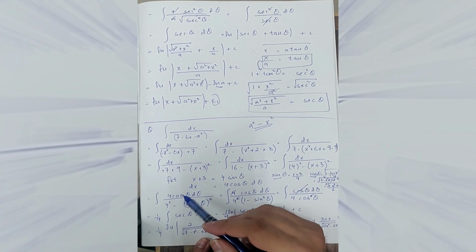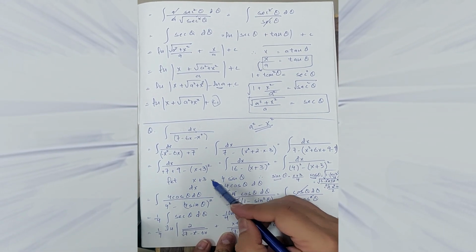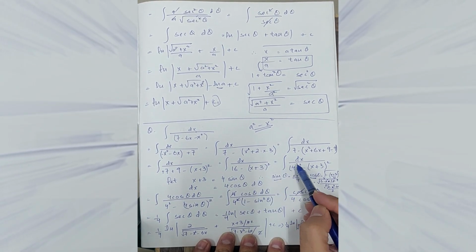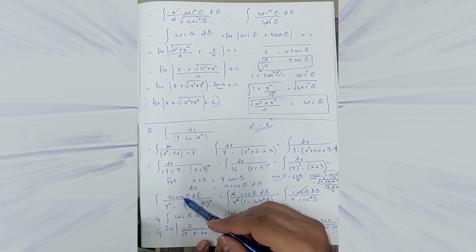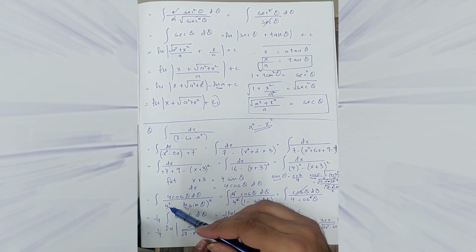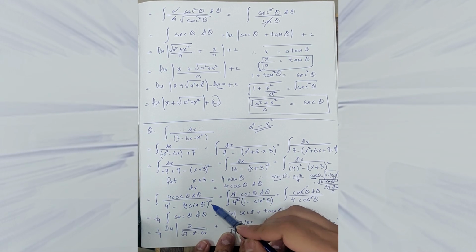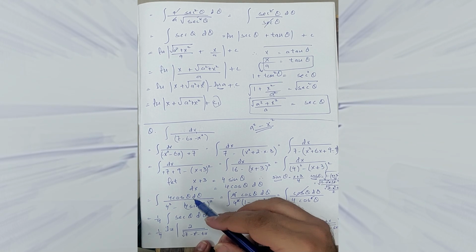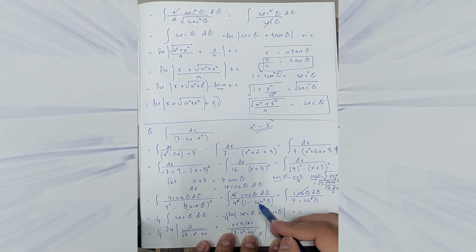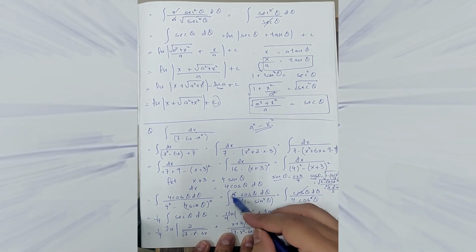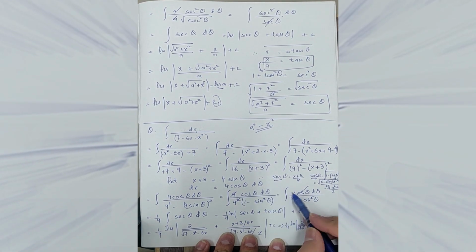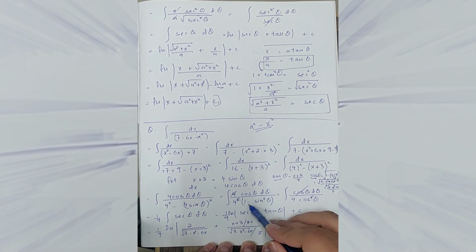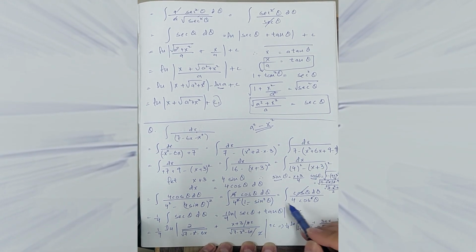Okay, now what we do here, we put the values of x plus 3 and dx in this expression. So it becomes 4 cos theta d theta divided by 4 square minus 4 sine square theta. So this 4 square will be taken common, and it becomes 1 minus sine square theta. This square will cancel this 4 out, leaving us with integral of cos theta d theta divided by 4 cos square theta, because 1 minus sine square theta is equal to cos square theta.